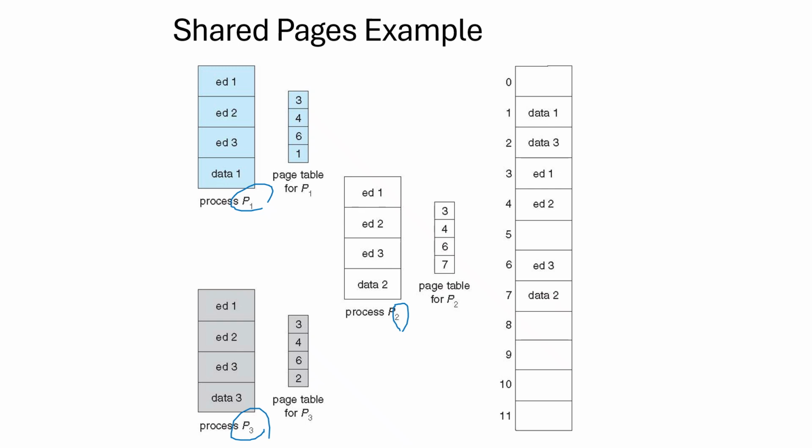Now, where it's available in the page table: ED1 is in frame 3, ED2 is in frame 4, and ED3 is in frame 6. The same holds for the other processes. So it's shared data, right? The common page table entries contain the common locations only. It differs for data 1, data 2 and data 3, which are not shared.